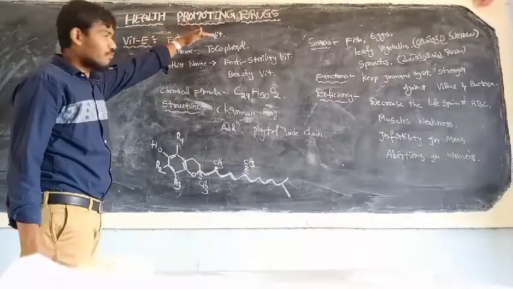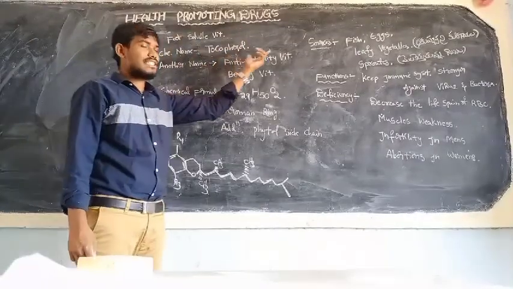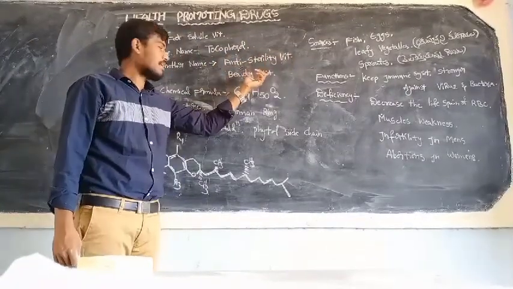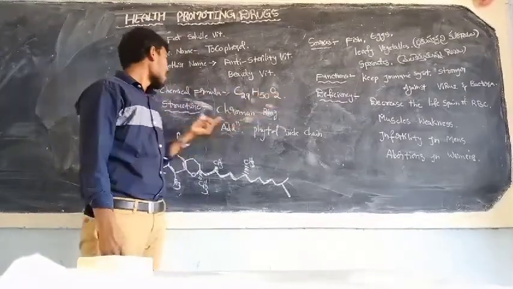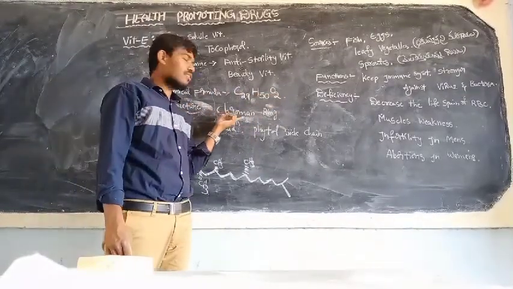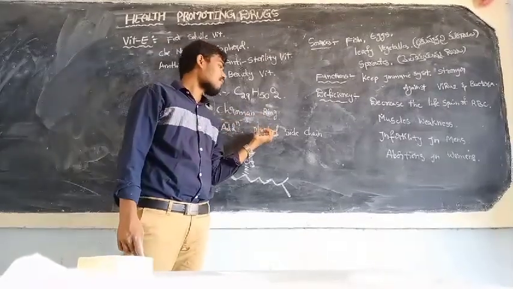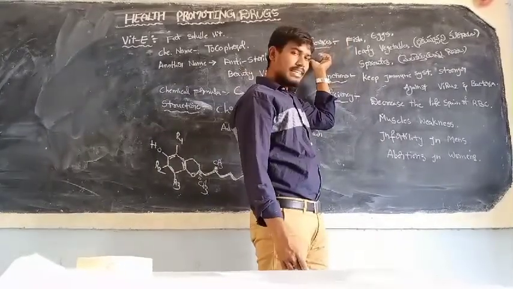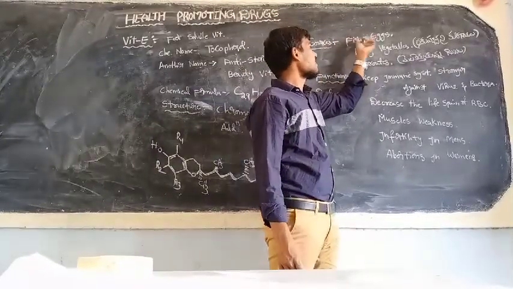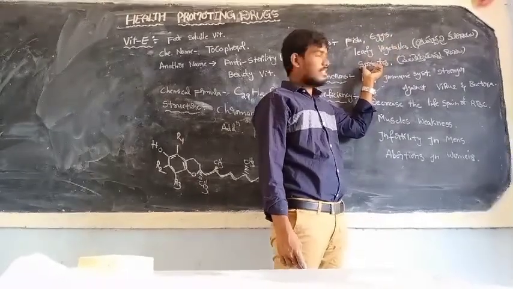Vitamin E is a fat soluble vitamin, chemical name tocopherol, another name anti-sterility vitamin or beauty vitamin, and its structure contains a chroman ring with substituents and an additional side chain. The sources of vitamin E are fish, eggs, leafy vegetables, and fruits.